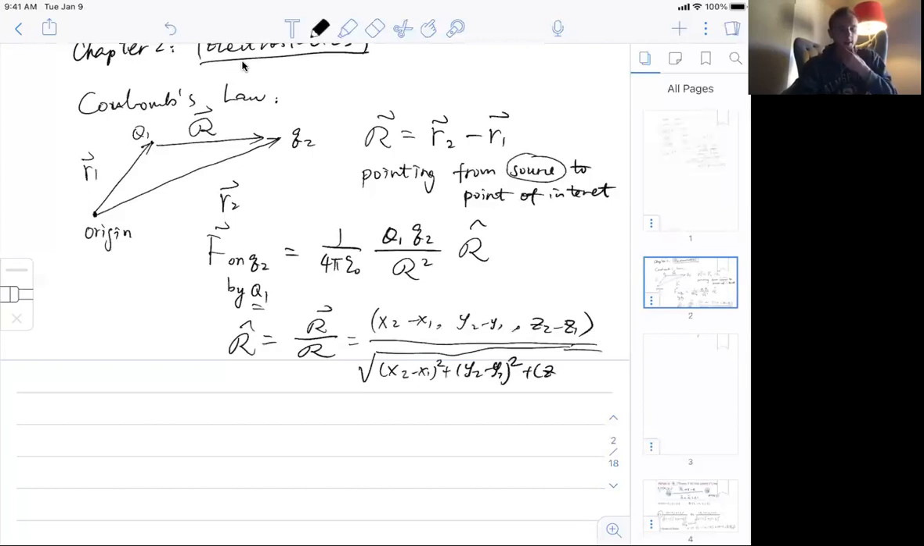Dr. Ryan, may I ask how you're defining a source? Defining a source, in this case, I'm looking at the force by Q1. The agent of the force is Q1, so I want Q1 to be my source. However, if I want to say what is the force on Q1 by Q2, then I will say Q2 is my source. Got it. Okay, thank you.